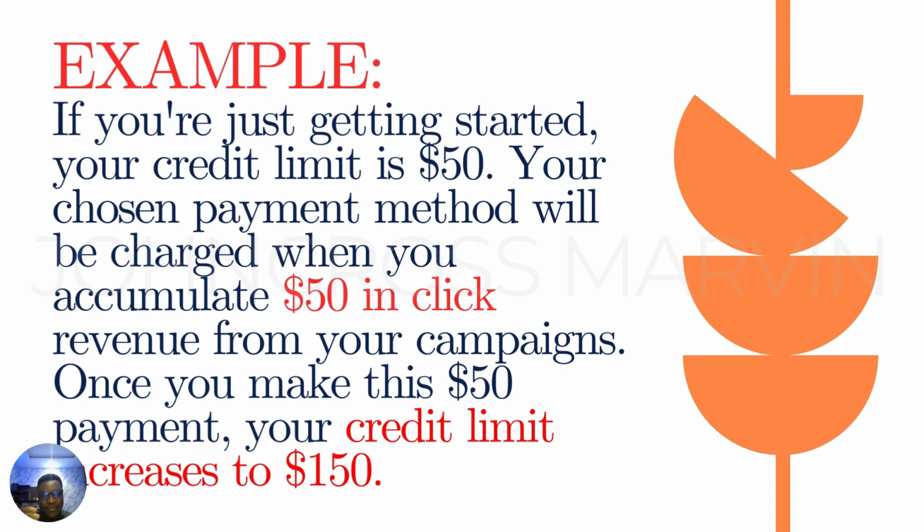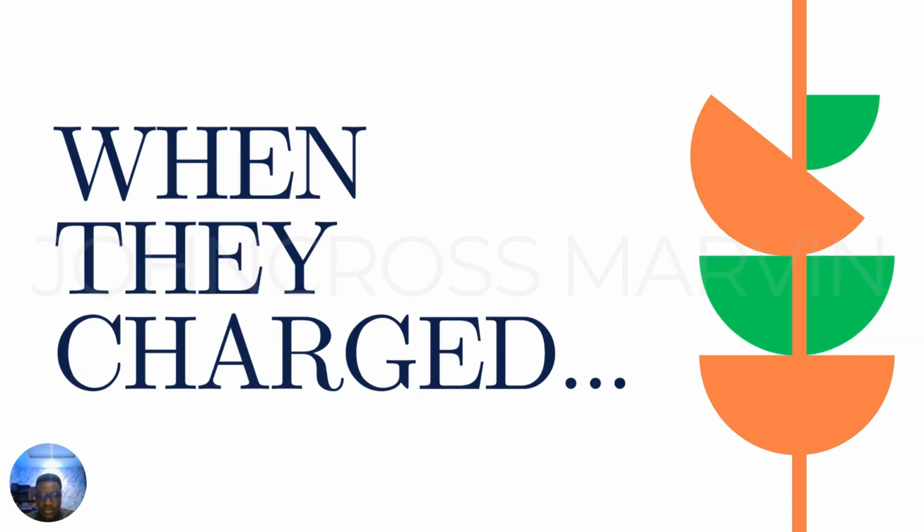So, for example, if you are just getting started, your credit limit is $50. Your chosen payment method will be charged when you accumulate $50 in clicks revenue from your campaigns. Once you make this $50 payment, your credit limit will increase to $150. It's as simple as that. So when does Amazon charge you for whatever amount of money you have spent?